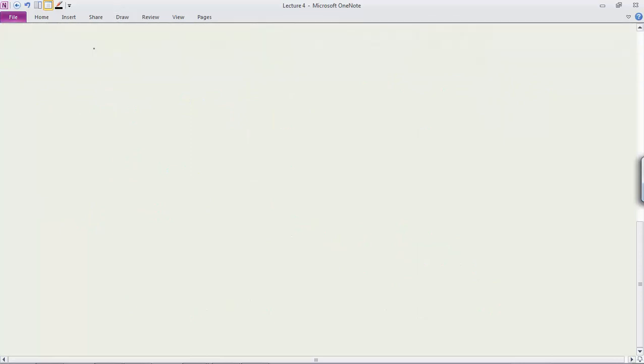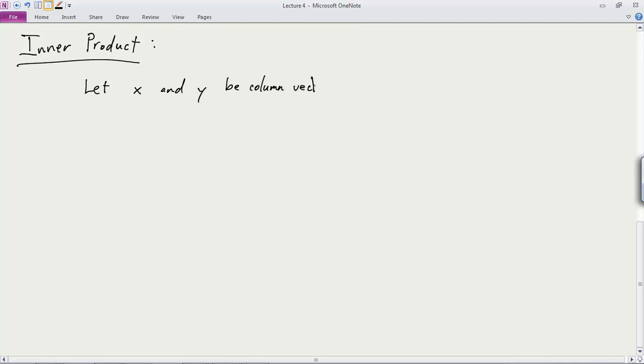Okay. So now let's define a notion of inner product. To begin with, let's talk about the inner product that you've seen before. That is, if x and y are vectors, then we can denote the inner product with these brackets, but it's just x transpose y.